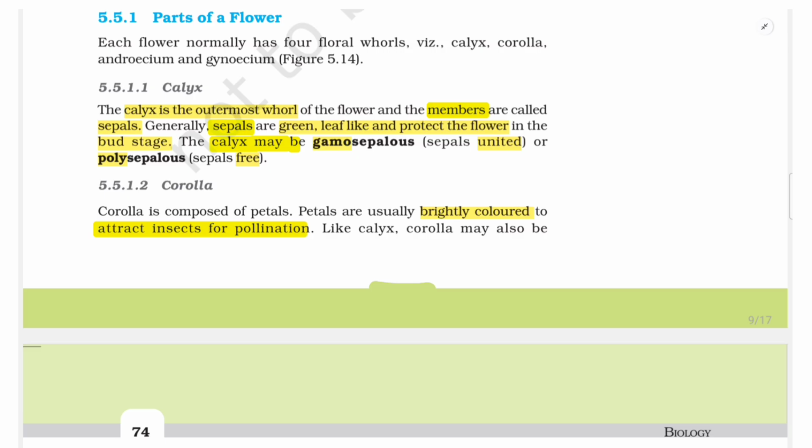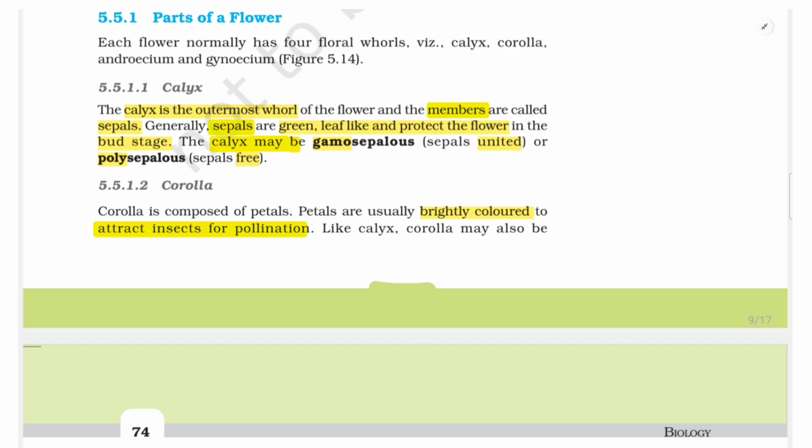5.5.1.1 Calyx. The calyx is the outermost whorl of a flower and the members are called sepals. Generally, sepals are green, leaf-like, and protect the flower in the bud stage. The calyx may be gamosepalous, that is, sepals are united, or polysepalous, that is, sepals are free.